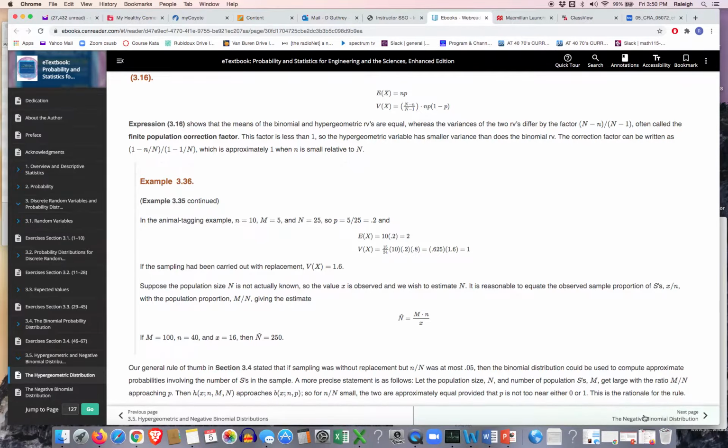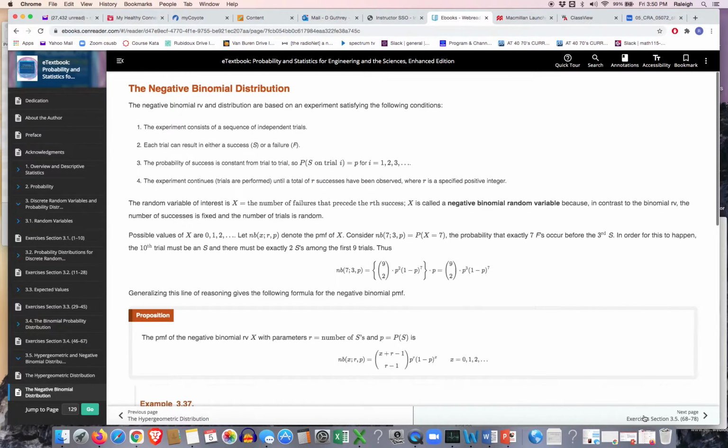Let's go finally to the negative binomial distribution, the second part of 3.5. This is similar to what we've done, except now we're looking for a total of r successes to be observed, where r is a specific positive integer. Specifically, we're looking at the number of failures that precede the rth success. So that's what x would be. The number of successes is fixed. The number of trials is random.